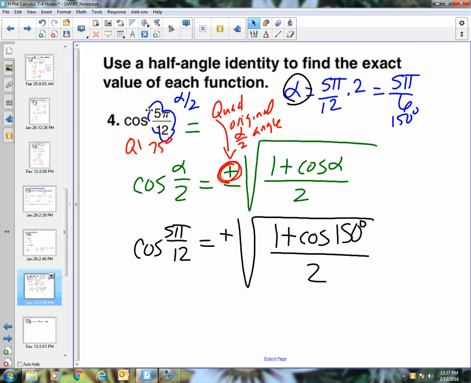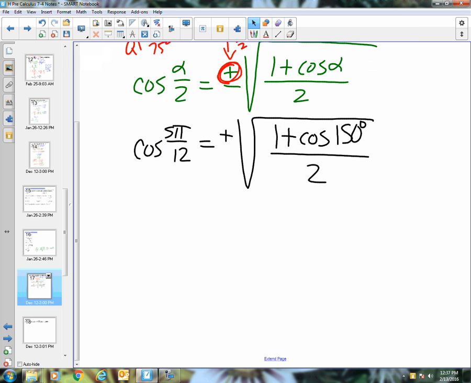And then over 2. So the sine and cosine formulas are basically identical. The only difference is one's a minus. Get it? The only difference? That joke never gets old, does it? You love it. Okay, so let's take a look and do the simplifying.